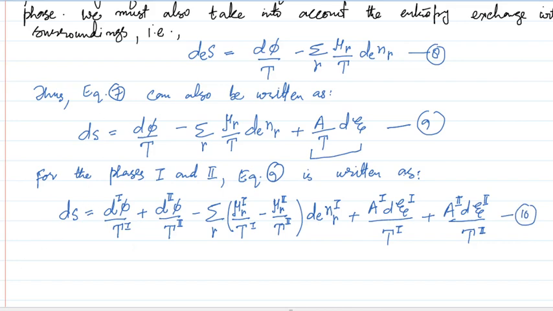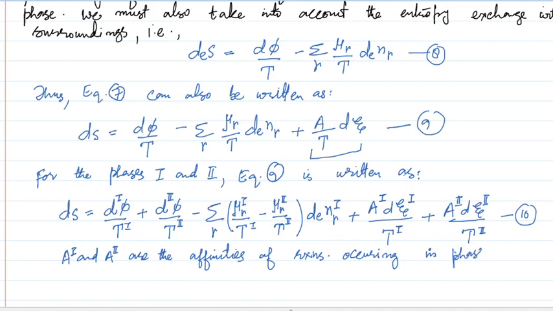Here simply this A1 and A2 are the affinities of reactions occurring in phases 1 and 2 respectively.